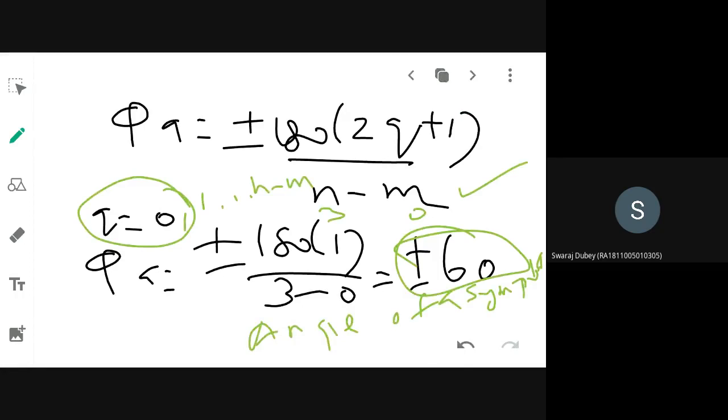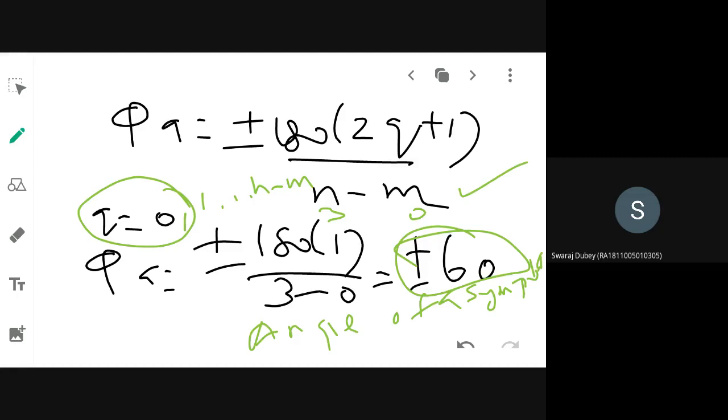The range is 0, 1, 2, 3 up to n minus m. Okay. N minus m is what, Bhardwaj? Ma'am, N is the number of poles, which is 3. So you can take the range 0, 1, 2, 3 as values for q.